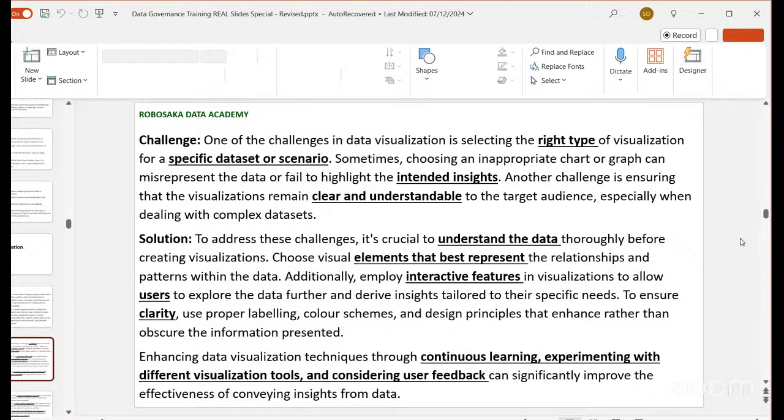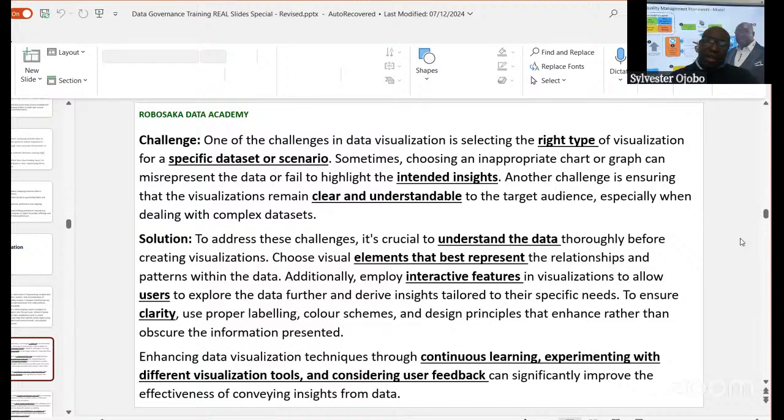Thank you. Thank you so much, Barrister. Because of your background, you can easily apply these things in data governance all the time. So, which is really good.